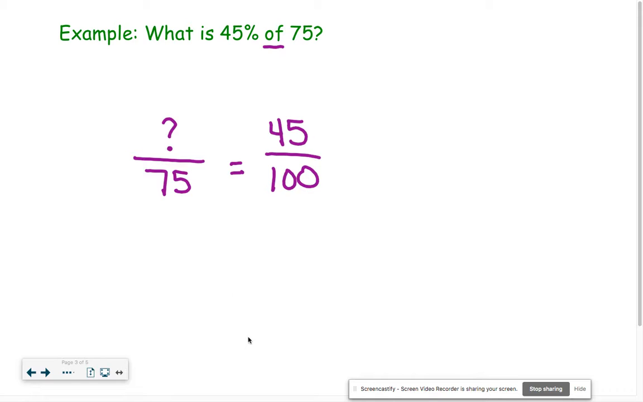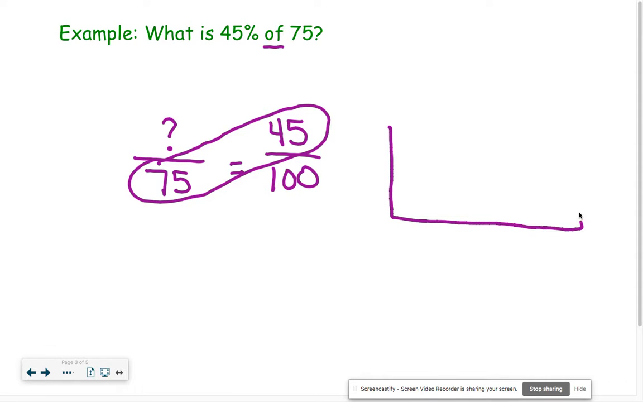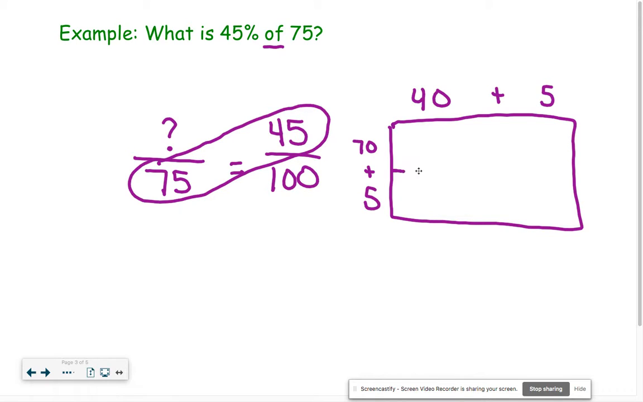So we have our equation set up. Now we're going to cross multiply. Remember, we're doing a bottom with an opposite top. Well, in this equation, we only have the bottom. So we are going to cross multiply the 45 and the 75. This is where you're going to have to use some of your mathematical skills. Maybe it's the area model. Maybe it's the traditional method. Whichever method has worked well for you with your math problems so far is what you should stick with.